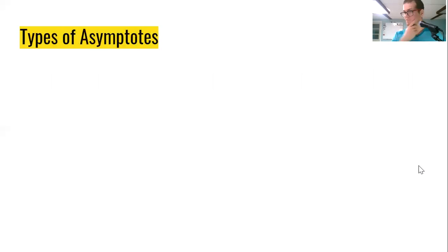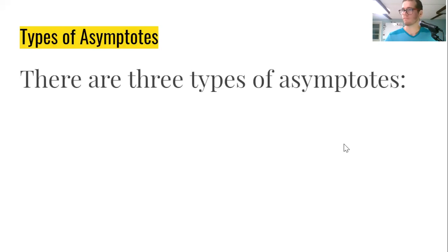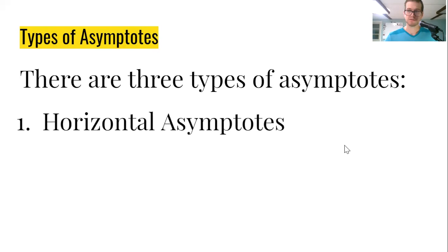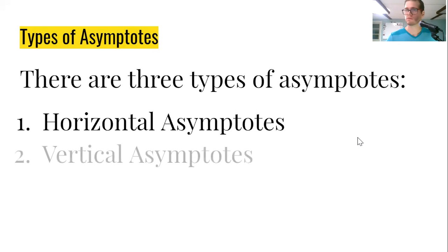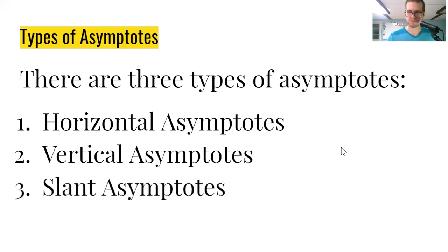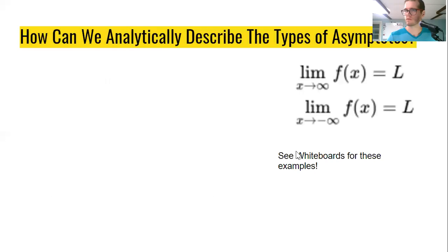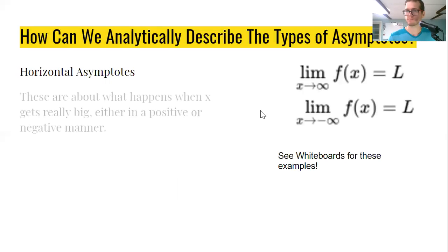So, the types of asymptotes. There's three kinds of asymptotes. There are horizontal asymptotes, vertical asymptotes, and the third one, the one we're the least familiar with, that we touched briefly on in pre-calc: slant asymptotes, also called oblique asymptotes. There are no whiteboards for these examples.